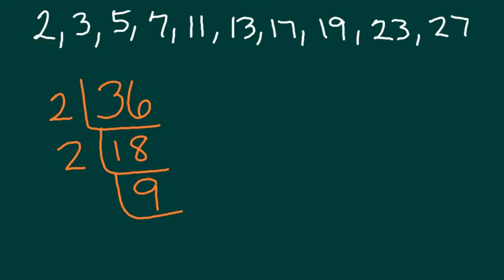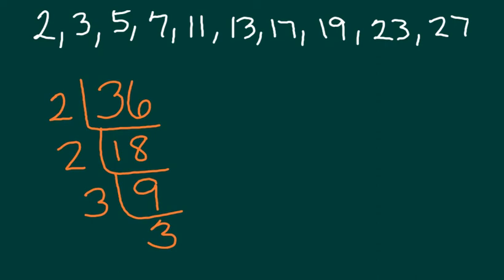Does 2 go into 9? No, it doesn't. So next you try 3. There's the 3. 3 goes into 9. So we put a 3 here and a 3 here. Now this is super important. When the very bottom number becomes one of these prime numbers, that's how you know to stop. You don't keep going, you stop.